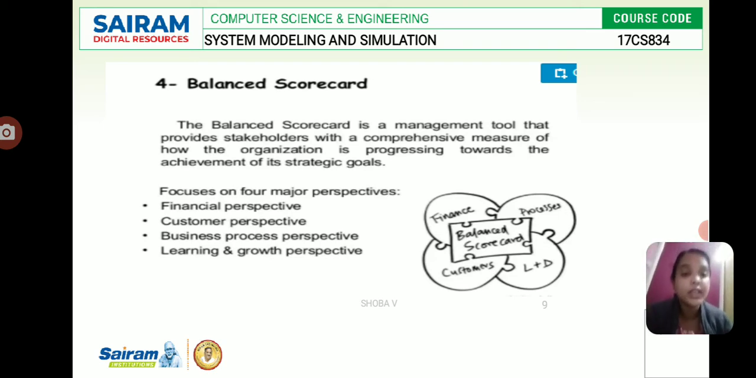The third is the business process perspective. How can we start the business? We go for the identification of the problem first, then compare it with the existing one and find out the problems, and we get the resources and requirements based on that. Then we go for the business process. And then the learning and growth perspective. The balanced scorecard is totally based on these things.